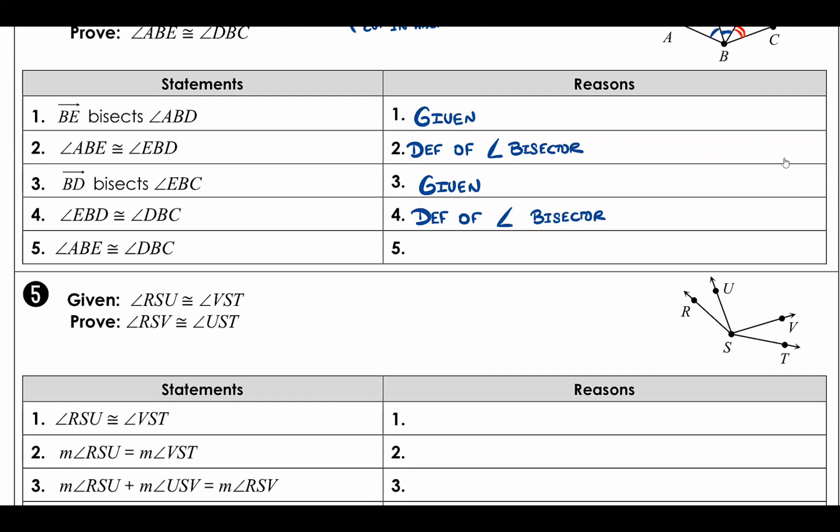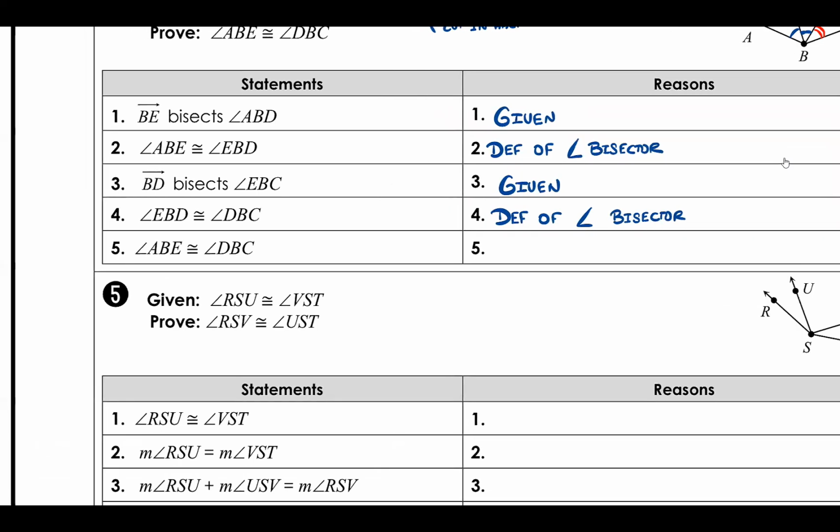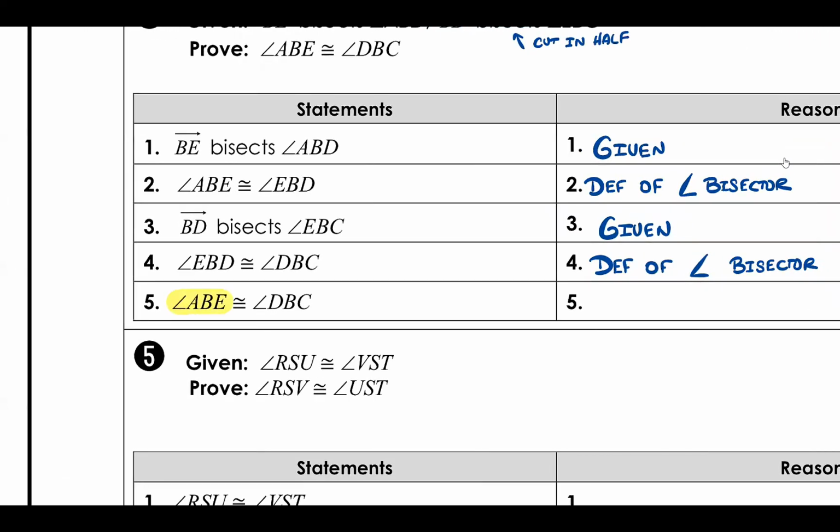Angle ABE is congruent to angle DBC. So let's get our highlighters out and see if we can find where we've seen that before. Where did we see an ABE? On 2. Let's switch our colors. Where did we see a DBC? 4. Do we notice anything in particular about 2 and 4? They're both congruent to who? EBD. So because they're both congruent to EBD, we can drop EBD and say they're congruent to each other.